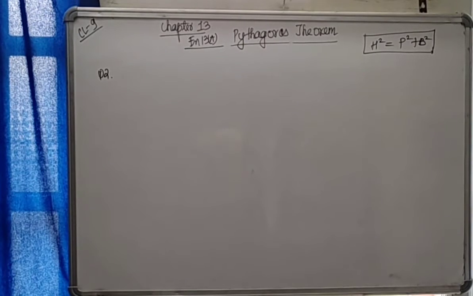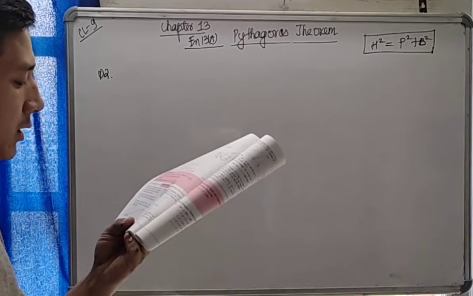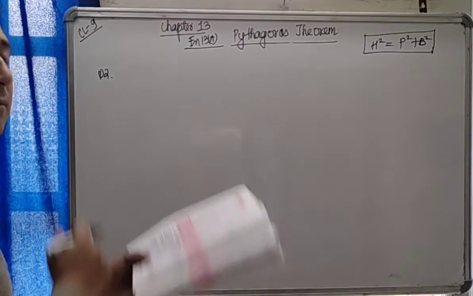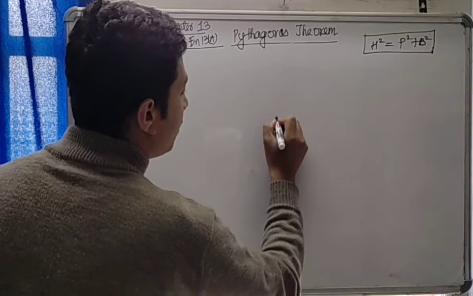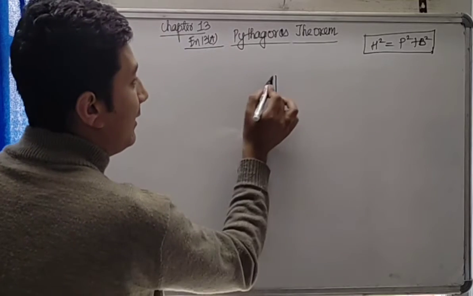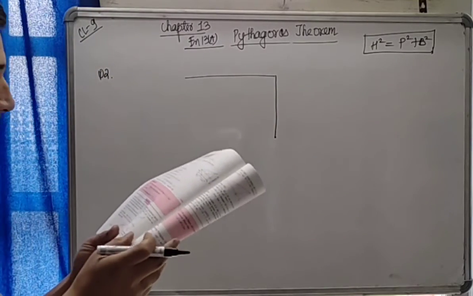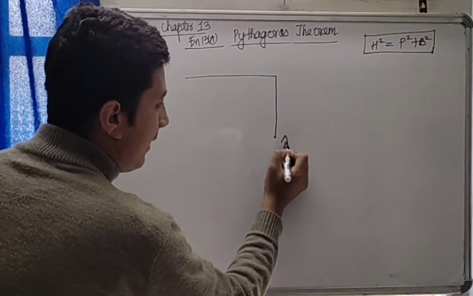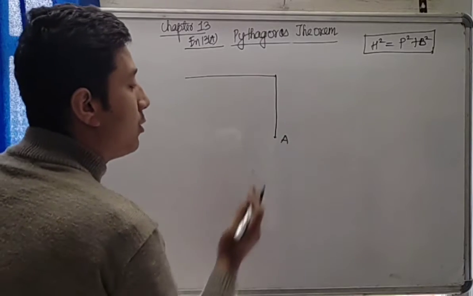All right, let's move ahead with question number 2. Your question says, a man goes 40 meter due north and then 50 meter due west. Imagine a man is at this point. Now he goes 40 meter due north and then 50 meter due west. Suppose the man is in position A. He goes 40 meter towards north.